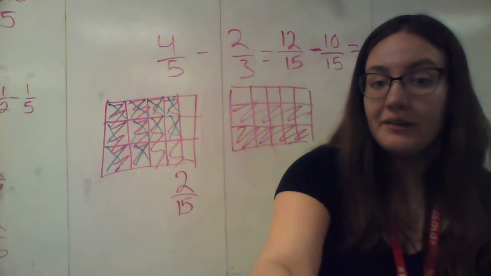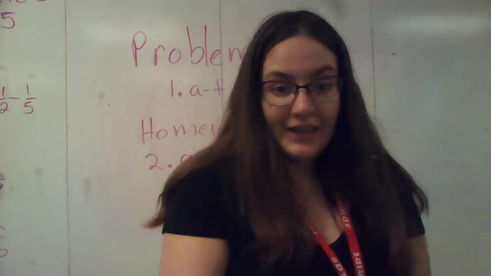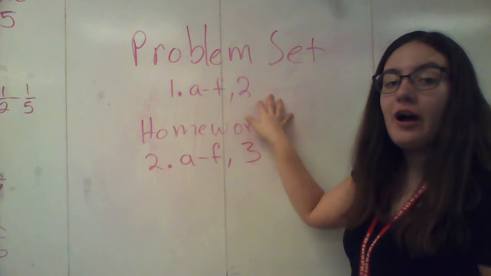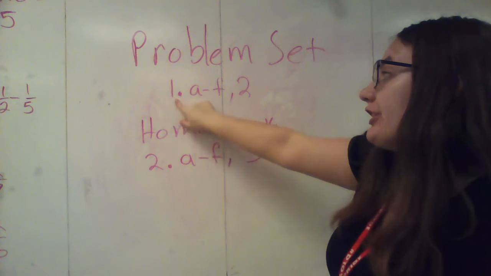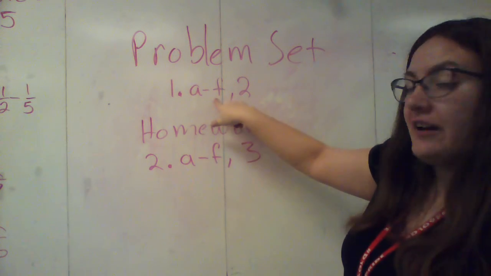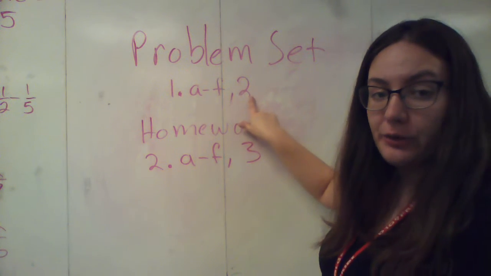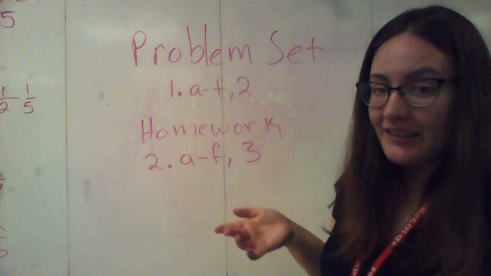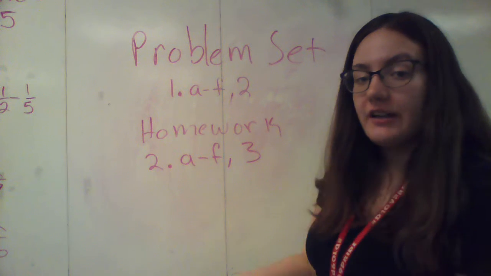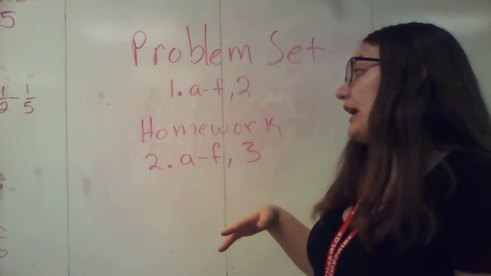So let me pause this real quick, and I'm going to go get your homework set and problem set. All right, 5th grade. So for your problem set, you're doing pretty much just like you've been doing for the past few lessons. You're going to do 1 A through F, so a total of 6 problems, and then word problem number 2. Remember, word problems are not as bad as you think they are. You're basically just subtracting fractions. You just have to figure out which fractions you're supposed to be subtracting.